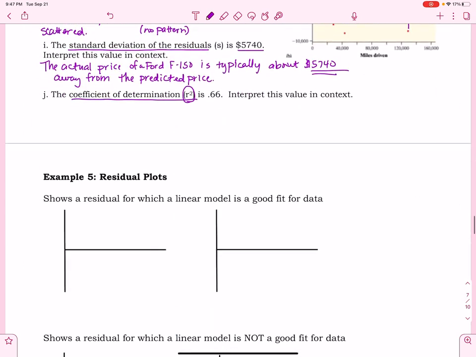All right, so the coefficient of determination is your r squared. So that means your correlation squared. So what that means is this 0.66 here, we use that as a percentage, and we're going to interpret it in context.